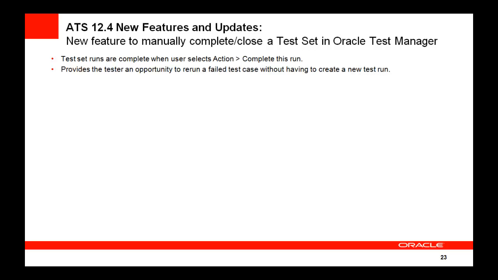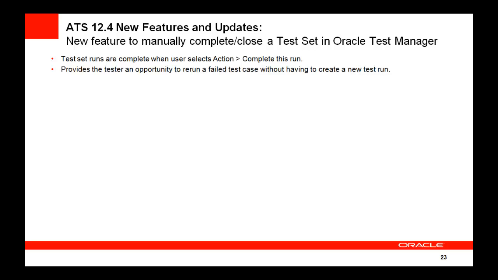In 12.3 and previous releases, when all the test cases from a test set have been executed, the test set's run status is automatically set and the user cannot rerun a test case. Starting with 12.4, test runs are complete only when the user selects Action, Complete this run. This provides the tester an opportunity to rerun a failed test case without having to create a new test run.